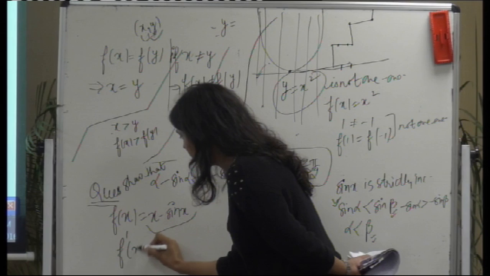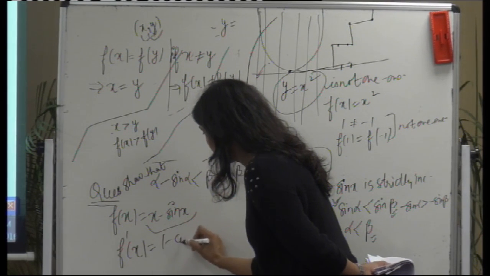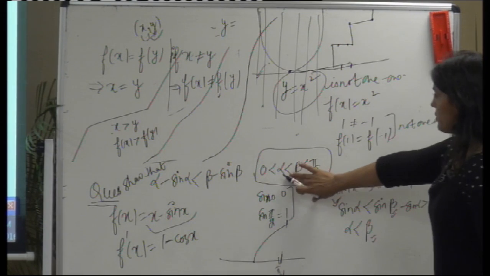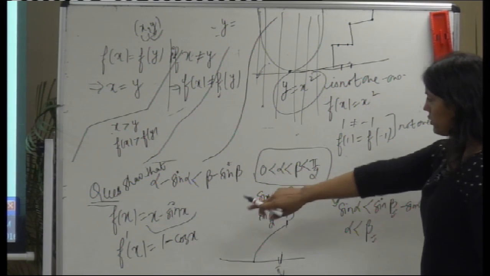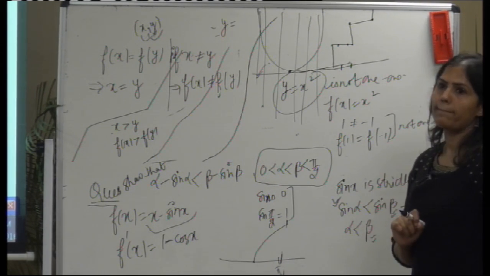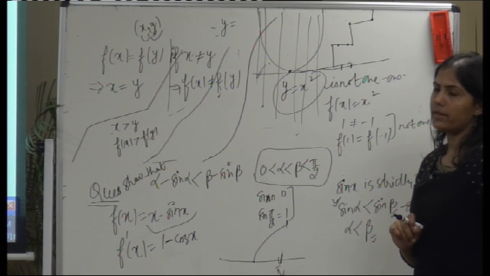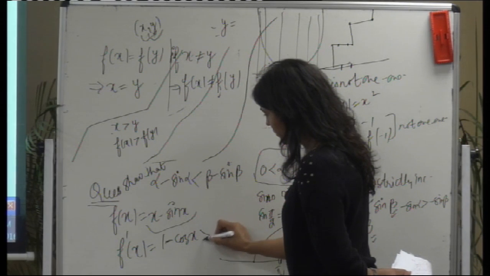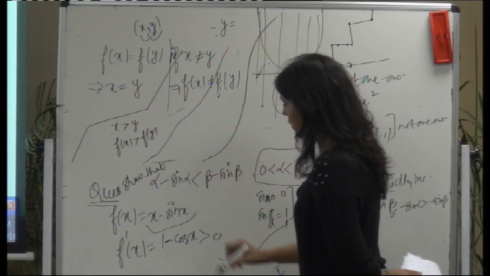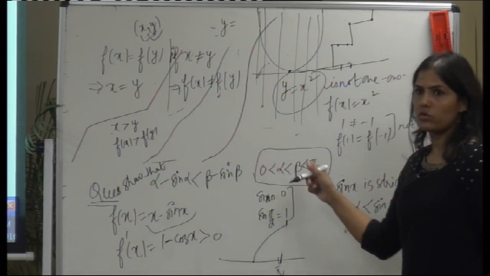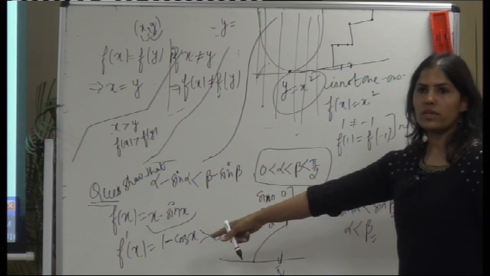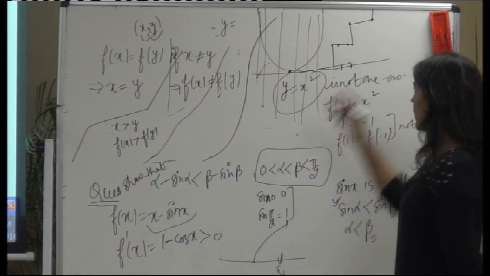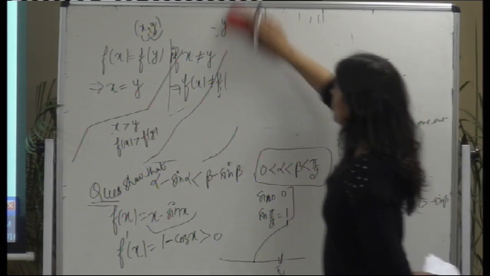What will be the derivative? Can I say this is greater than 0 in this interval? What can I say about this derivative in this interval? Greater than 0? It can't be equal to 0 because cos 0 is 1, and 0 is not in this interval. So this function is increasing.